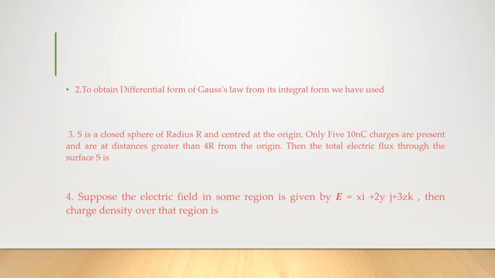Now we will have multiple choice questions like this. To obtain differential form of Gauss law from its integral form, we have used Stokes theorem, Gauss divergence theorem, Carnot's theorem, Coulomb's theorem. I will give you 3 seconds. Yes, you are right. Gauss divergence theorem we have used.